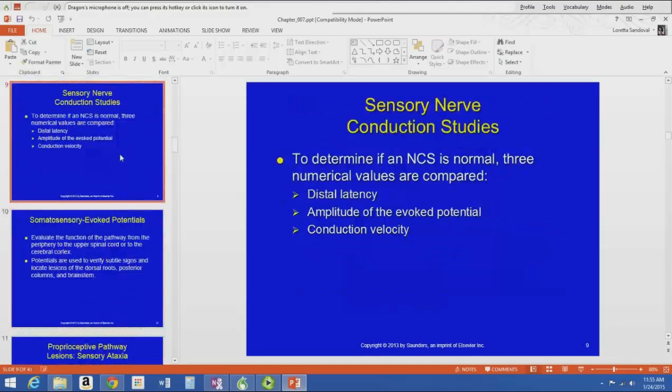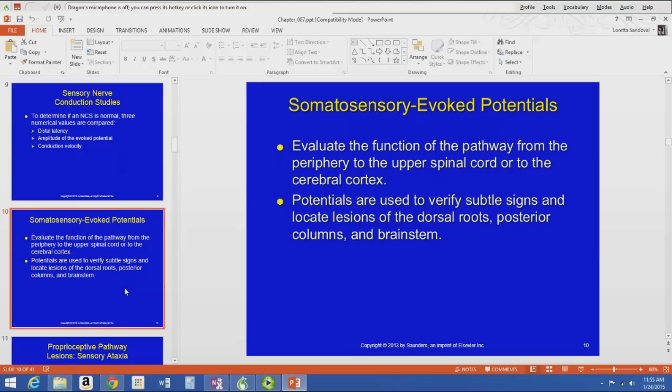So the sensory nerve conduction studies, this just lists the three numerical values, which we already talked about. With the Somatosensory Evoked Potentials, it's evaluating the function of the pathway from the periphery to the upper spinal cord or to the cerebral cortex. So those are those pathways that we've been talking about in Chapter 6. And they're used to verify if there's a sensory loss or not, when it's very subtle. If there is a sensory loss, it locates lesions of the dorsal roots or posterior columns, and also lesions of the brainstem.